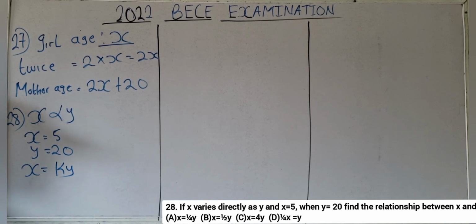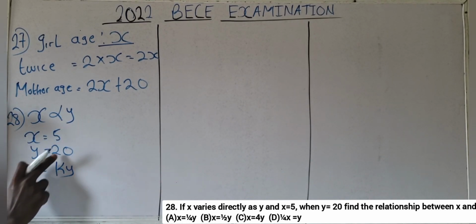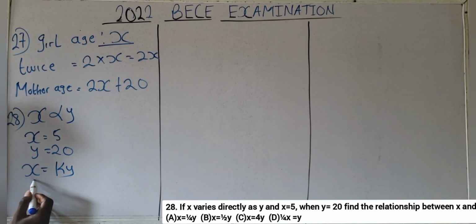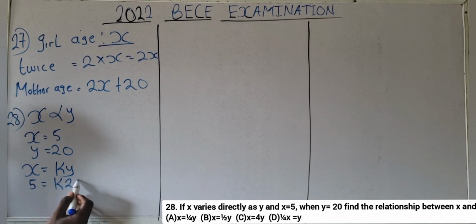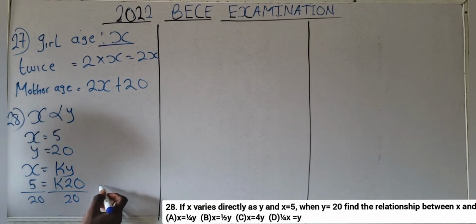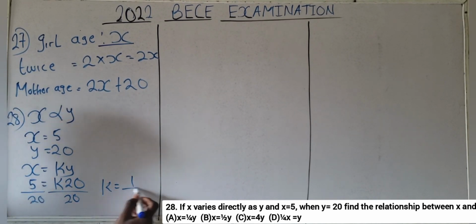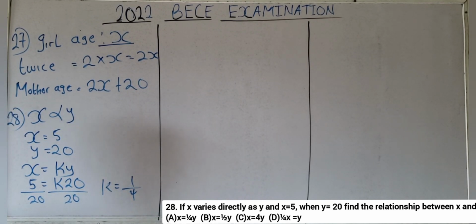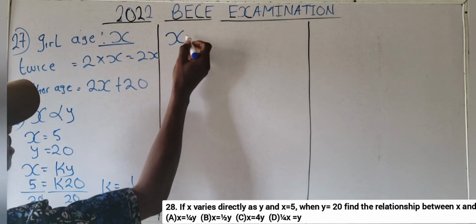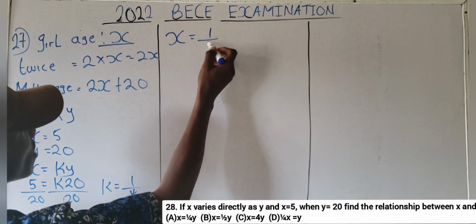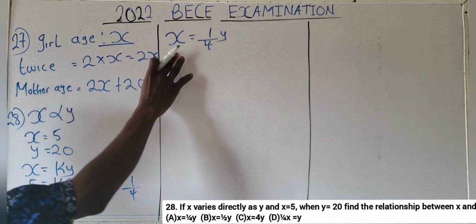Now, the goal here is to first determine the value of k. Don't forget that we have been given that x is equal to 5 and y is equal to 20. So I'm going to substitute: 5 is equal to k multiplied by 20. To get the value of k, I have to divide both sides by 20. So k is equal to 5 divided by 20, which is 1 over 4. Having gotten the value of k, the relationship that exists between x and y is x equals 1 over 4 y. You understand? That is the relationship that exists between x and y.